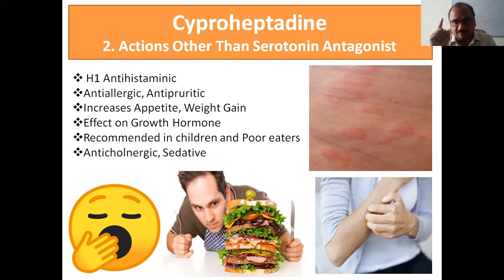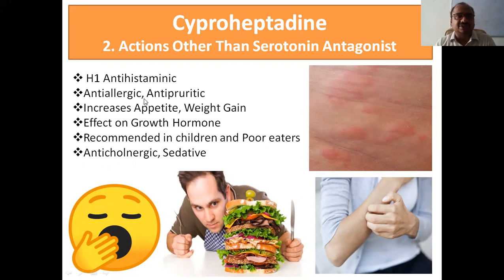Keep in your mind, that is very, very important. In the exam, they will ask you which drug is used as both antihistaminic and anti-5-HT, that is anti-serotonin. So you have to choose the correct option, cyproheptadine. H1 antihistaminic for allergy, and it is also anti-serotonin. Histamine causes the allergy, I have already told in the video.